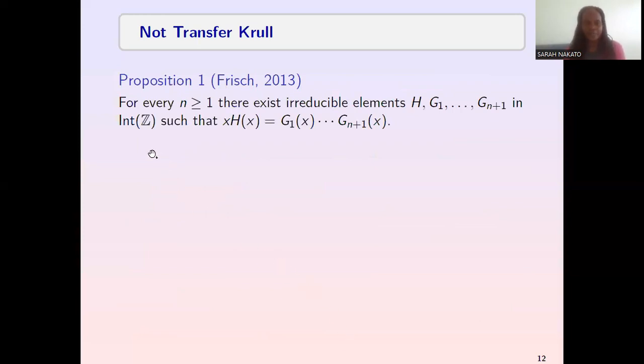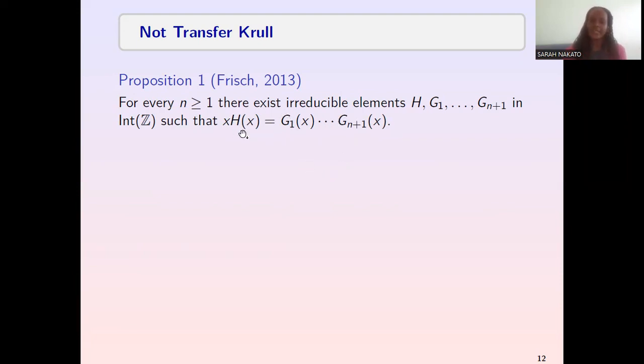In particular, she showed that for every natural number n greater than or equal to 1, there exist irreducible elements, h, g_i, in Int(C) such that when we fix x, x^n h factors into the g_i's. In other words, we are fixing x and the product is factoring arbitrarily. This is true for any n, so it's not bounded. So that's the property that violated the other property in block monoids.